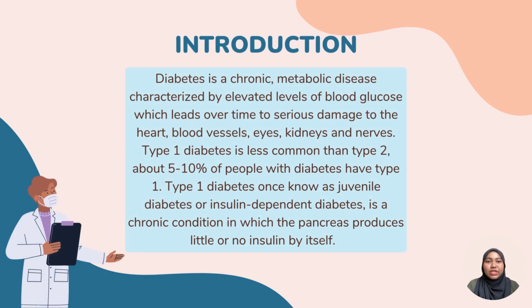So, for the introduction, diabetes is a chronic metabolic disease characterized by elevated levels of blood glucose, which leads over time to serious damage to the heart, blood vessels, eyes, kidneys, and nerves. Type 1 diabetes is less common than type 2. About 5 to 10% of people with diabetes have type 1. Type 1 diabetes, once known as juvenile diabetes or insulin-dependent diabetes, is a chronic condition in which the pancreas produces little or no insulin by itself.